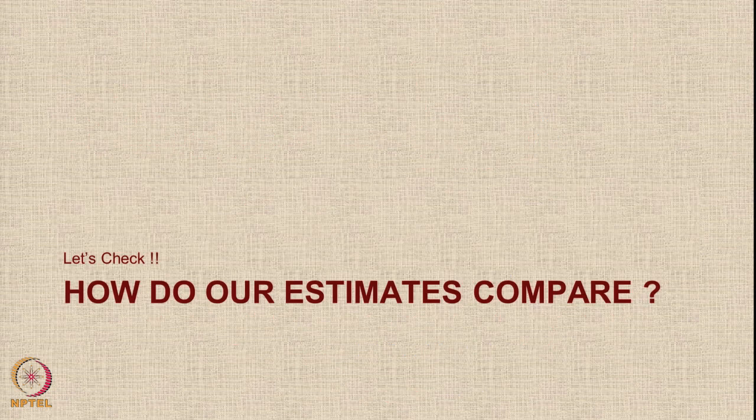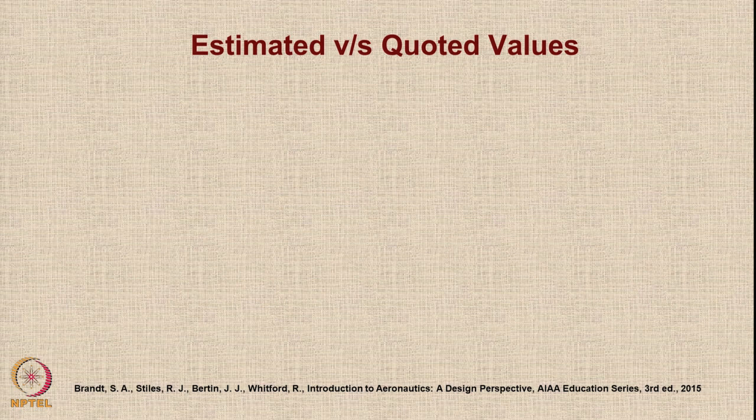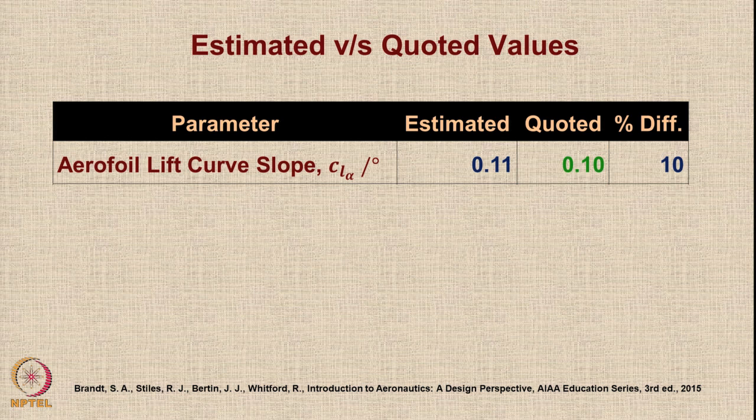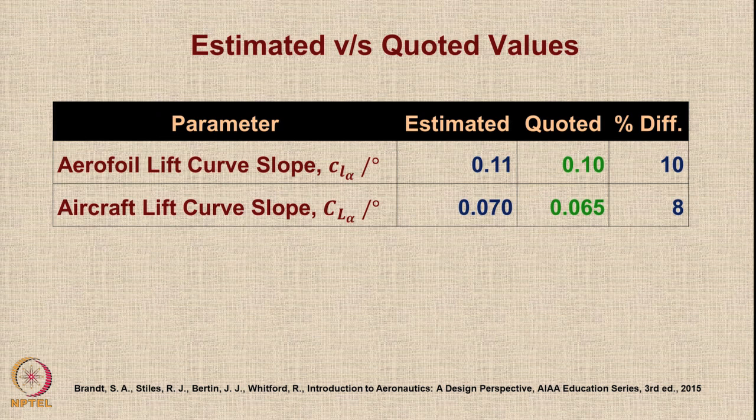Now, let us see what is the difference between our estimates and the data quoted in the source. For comparison purposes we have utilized the data given in the book by Brand, Stiles, Burton and Whitford. The first parameter is the lift curve slope. They have quoted the value as 0.1, whereas we have estimated the value to be 10% higher, 0.11. This is for the aerofoil itself. If there is a difference in the aerofoil lift curve slope itself, obviously the numbers are going to change for the parameters that follow. So, it is no surprise that the aircraft lift curve slope also comes out to be around 8% higher than the quoted value of 0.065. This is the actual value for the aircraft as quoted in the textbook.